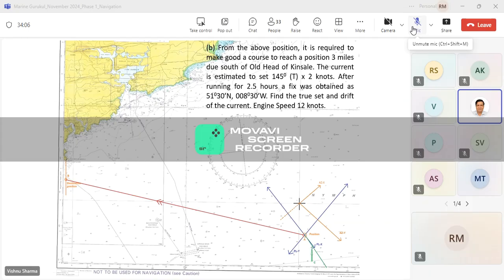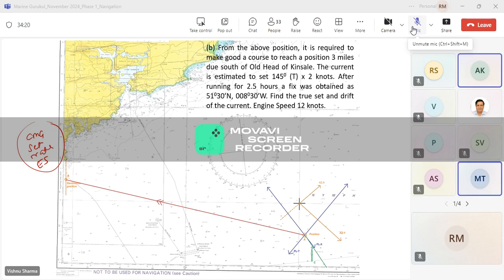Okay, guys. Now what do I do to get the CTS? We had 4 elements: CMG, set, rate, and engine speed. What is to be used now? Engine speed. How do I use it? Take a 12-mile arc and cut from which point? C. Very good. So I open my compass 12 miles, put it at C, and cut on the CMG line.